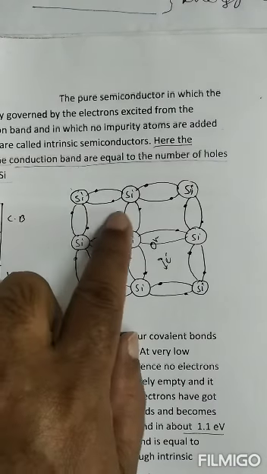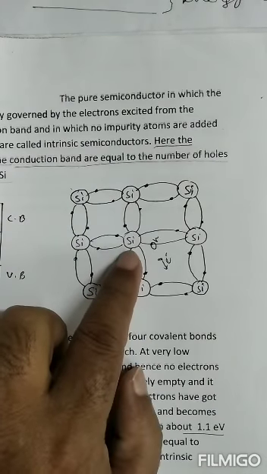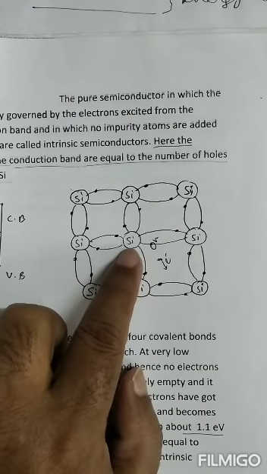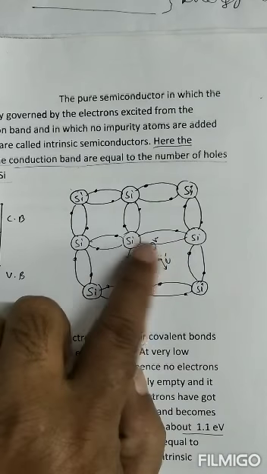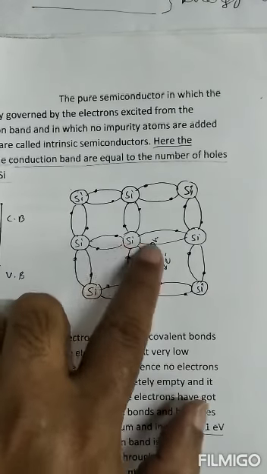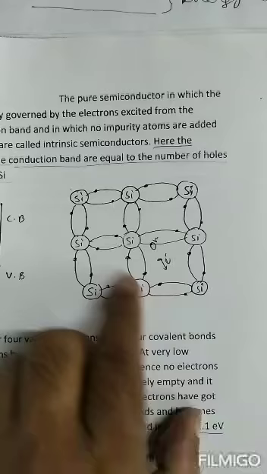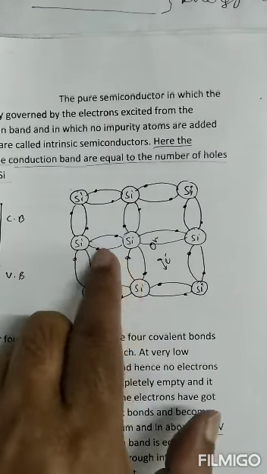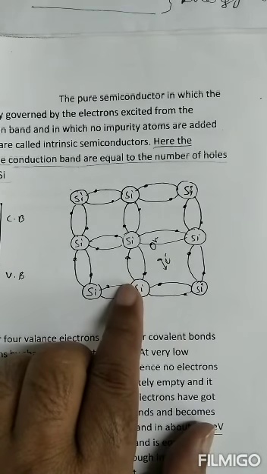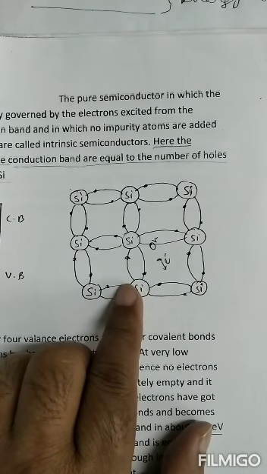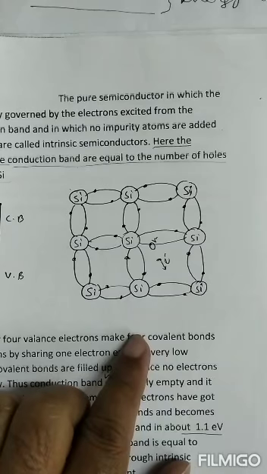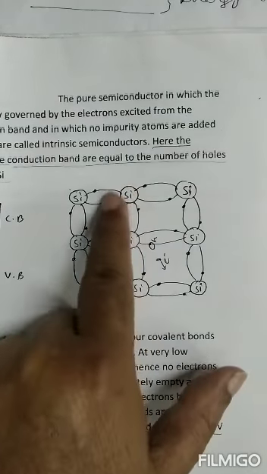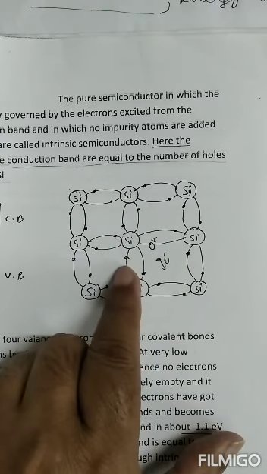Since silicon has 4 electrons in its outermost shell, it will make covalent bonds by sharing 1 electron each with 4 neighboring silicon atoms. As a result, its octet is completed. At 0 Kelvin, all these covalent bonds are completely filled up.